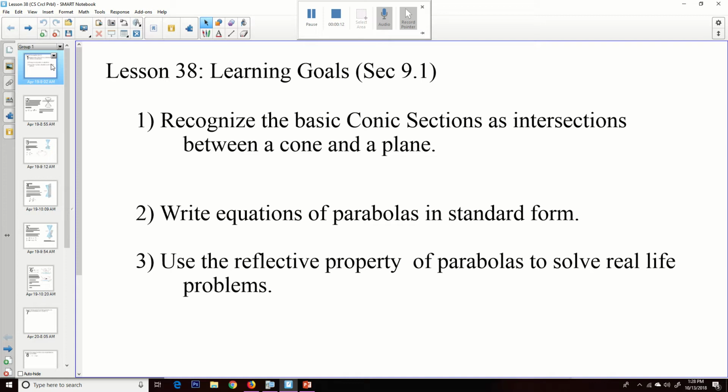So today we are going to be talking about some conic sections, and we're going to recognize the basic conic sections as intersections between a cone and a plane. We're also going to talk about them as a collection of different points, and we will discuss them as we see those things. We're going to write equations of parabolas in standard form, and we're going to use the reflective property of parabolas to solve real life problems, and we're also going to start talking about some circles.